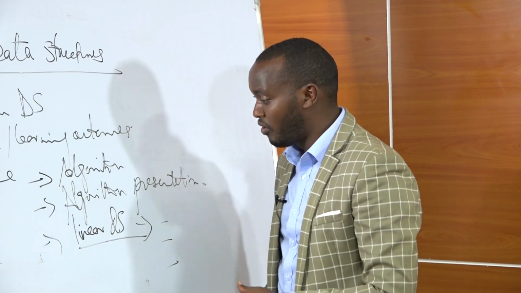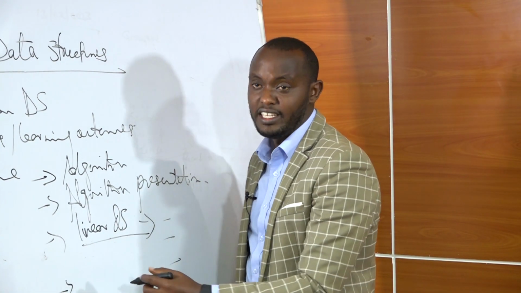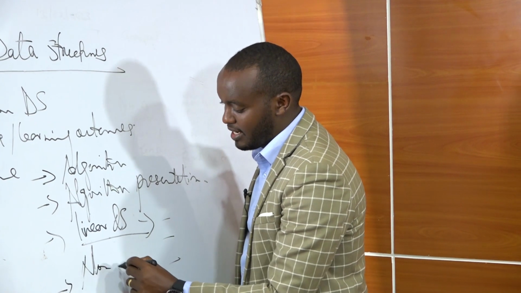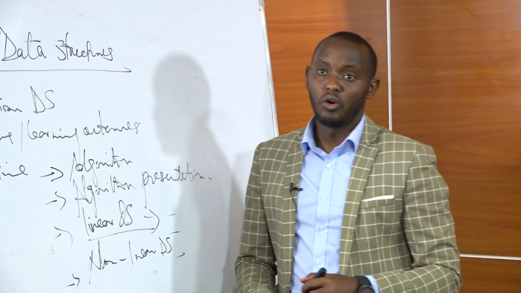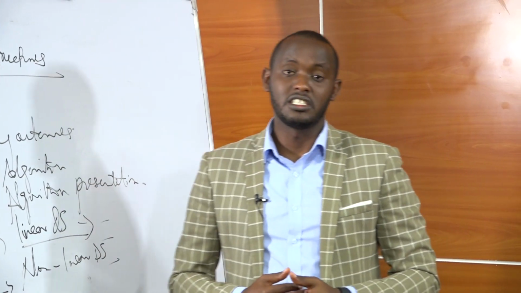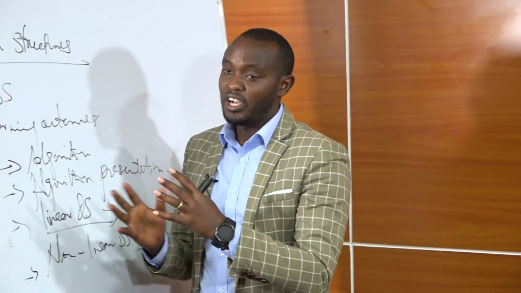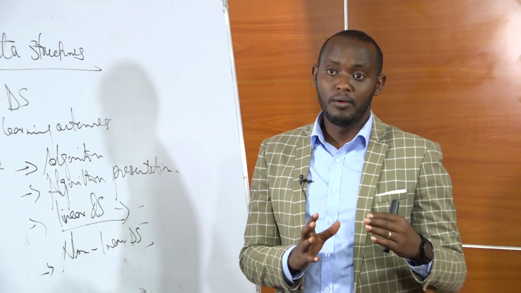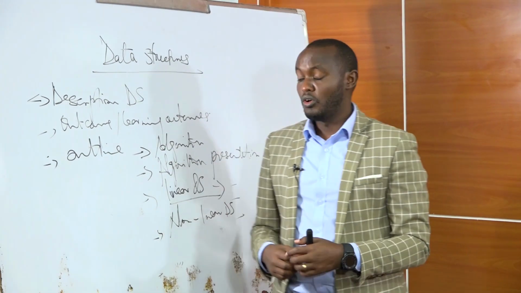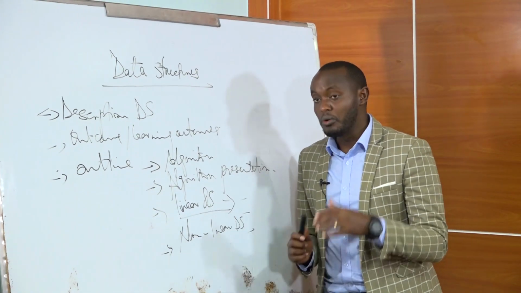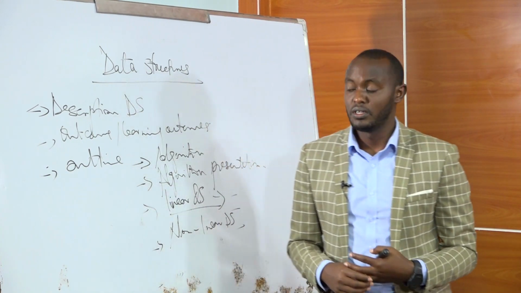And in Unit 4, we have what we call non-linear data structures. These are other kinds of data structures that a programmer can use to structure his data in a manner that can easily be stored and accessible. With linear and non-linear, we will see the difference in the near future as we go on in our module delivery.